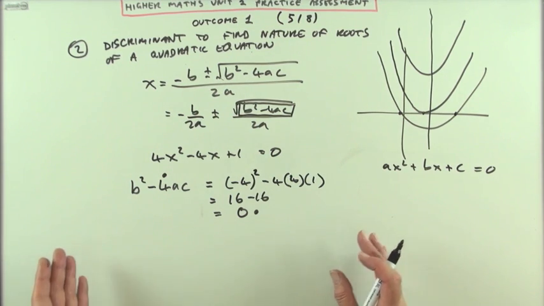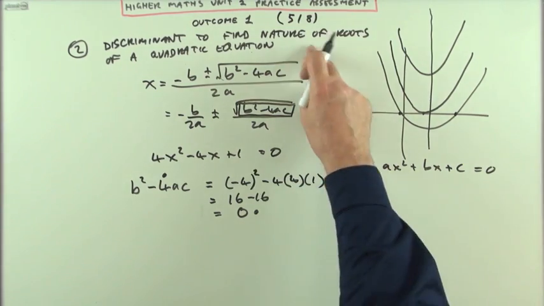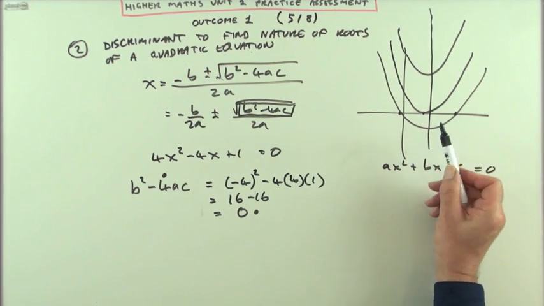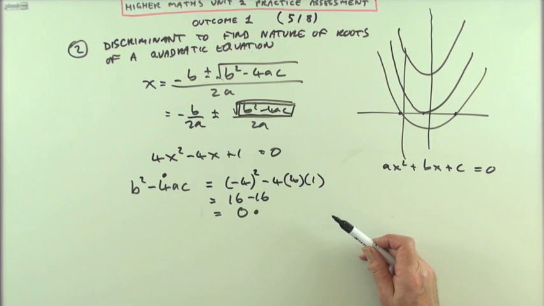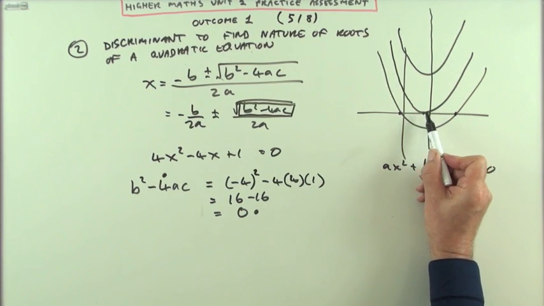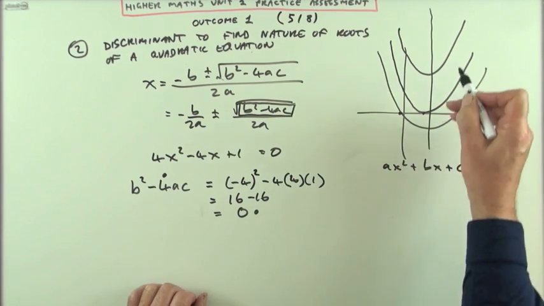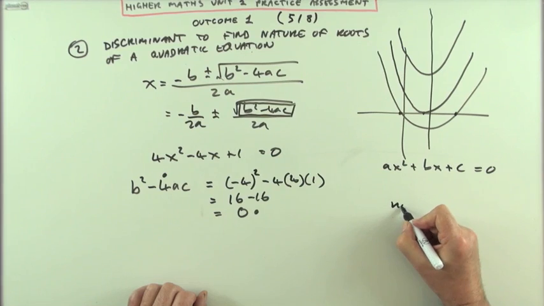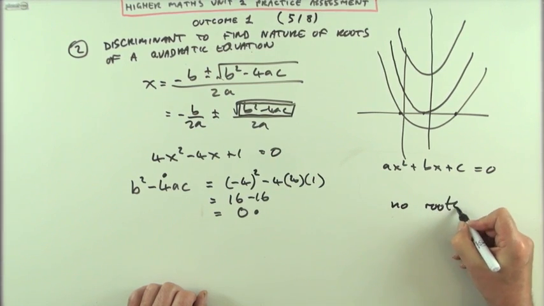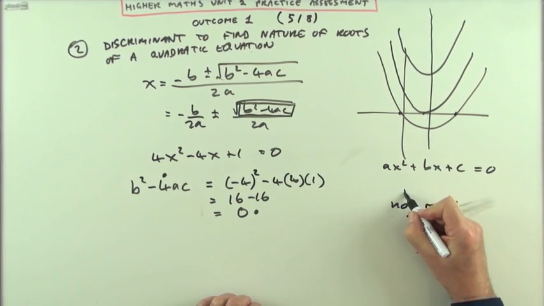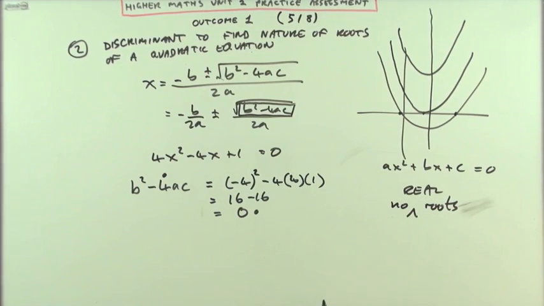And then the final mark is for making the statement. What is the nature of the roots? Which of these situations apply? Have I got 2 distinct real roots? Have I got a pair of equal roots? Or have I got no real roots? If it were the case where there was no real roots, make sure you don't just write no roots, or you won't get this third mark. You'd have to write no real roots.